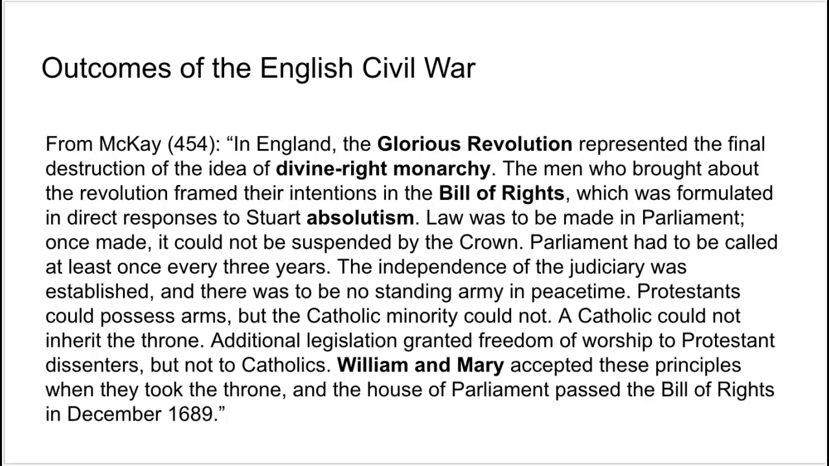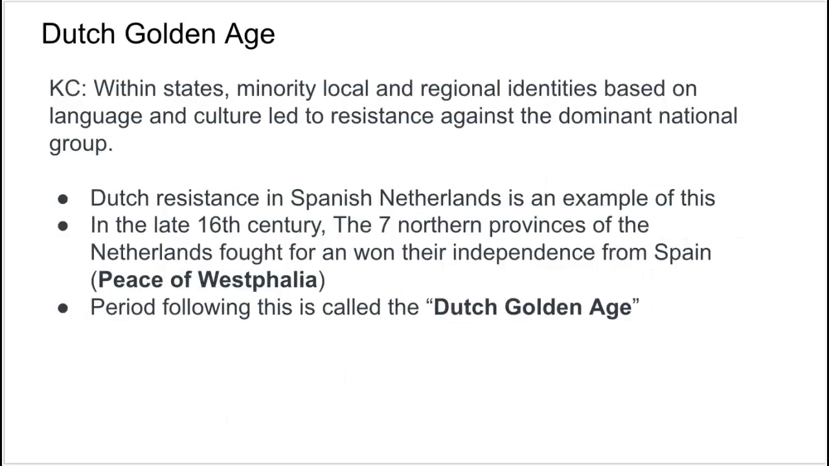William and Mary accepted these principles when they took the throne, and the House of Parliament passed the Bill of Rights in December of 1689. Okay, so England essentially becomes a constitutional monarchy. Let's move across the channel to the Netherlands. We have 2 points about the Netherlands that your key concept wants you to understand at this time.